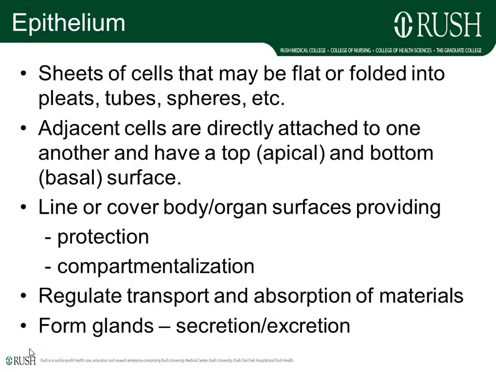Or they provide compartmentalization. A good example of that would be the epithelium that lines your gastrointestinal tract, which compartmentalizes the contents, which is being digested, from the underlying tissues. They can regulate transport and absorption of materials, and they can form the glands. In other words, they control secretion and excretion.